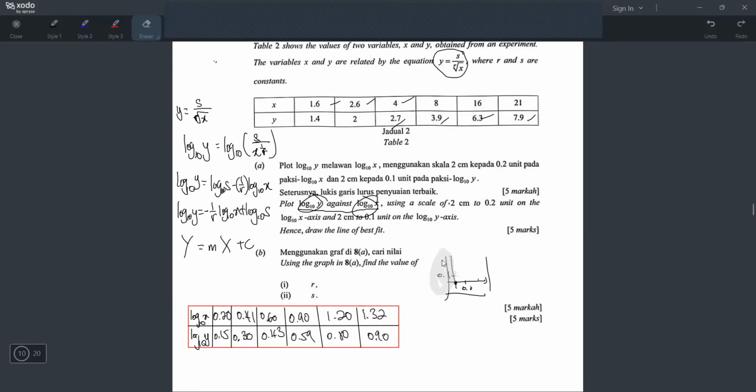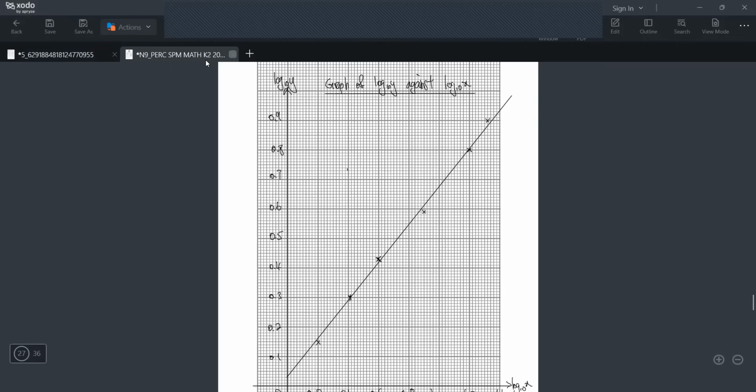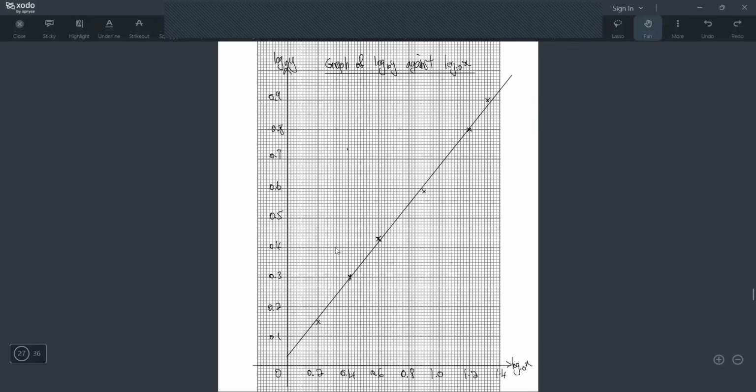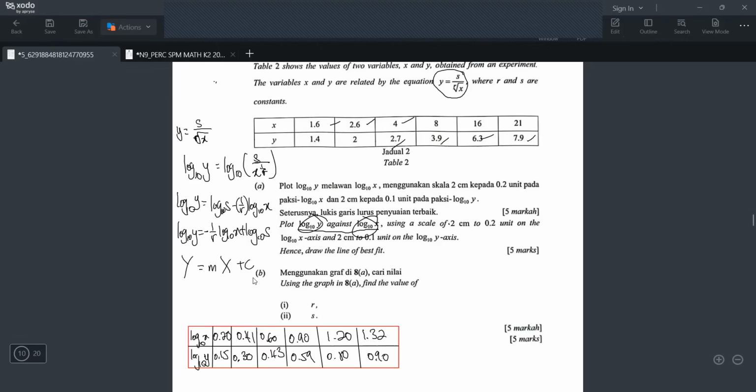Part B. Okay, I will show you my graph. I already drew it just now because I don't want to drag the video too long. I don't want to do it during the video. So this is how it looks like, right? And then I even drew the line of best fit already. Okay, so I don't want to waste your time. If you want to check the graph, you can just pause the video now and check yourself, right? I will straight away do part B now.